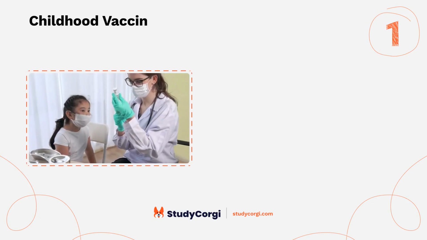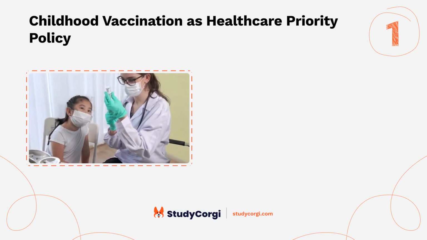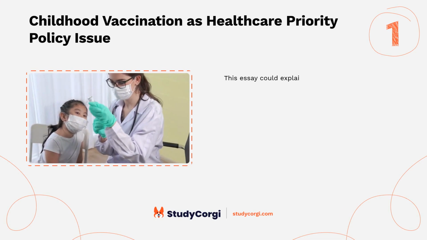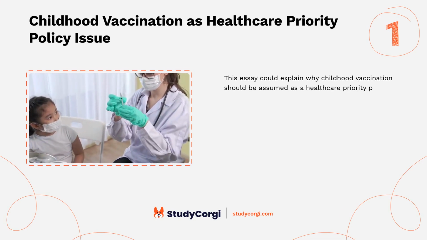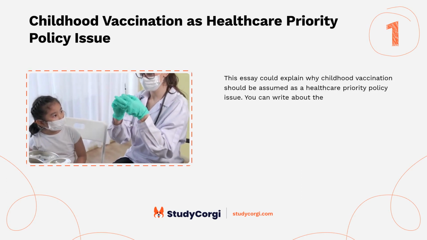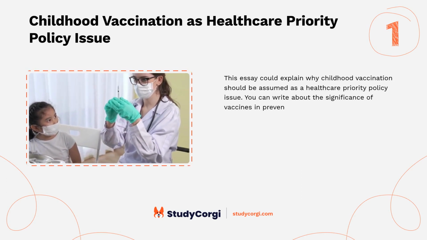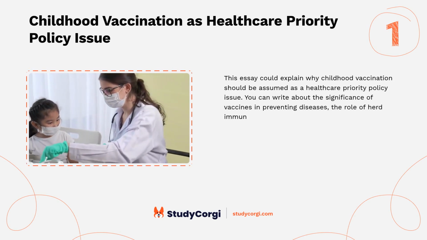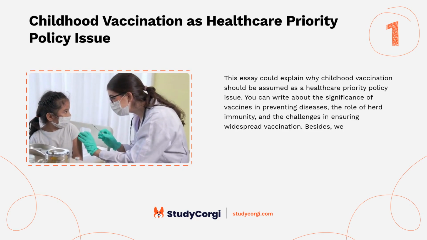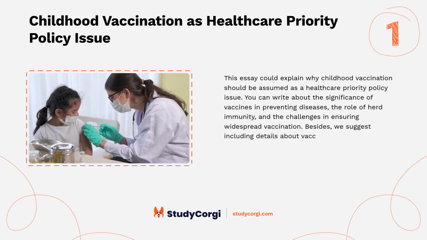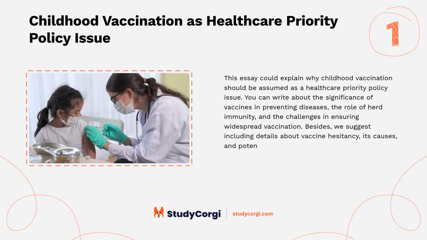Childhood vaccination as healthcare priority policy issue. This essay could explain why childhood vaccination should be assumed as a healthcare priority policy issue. You can write about the significance of vaccines in preventing diseases, the role of herd immunity, and the challenges in ensuring widespread vaccination. Besides, we suggest including details about vaccine hesitancy, its causes, and potential solutions.